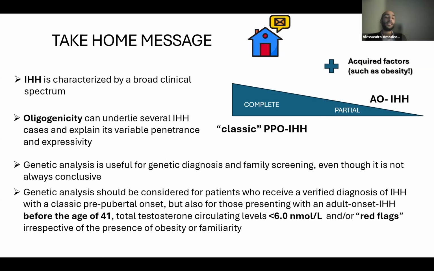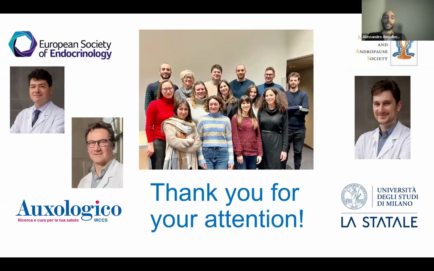And genetic analysis should be considered for patients who receive a verified diagnosis of idiopathic hypogonadotropic hypogonadism with a classic prepubertal onset, obviously, but also for those patients presenting with an adult onset isolated hypogonadotropic hypogonadism before the age of 41 with very low testosterone levels and or red flags, irrespective of the presence of obesity and familiarity.